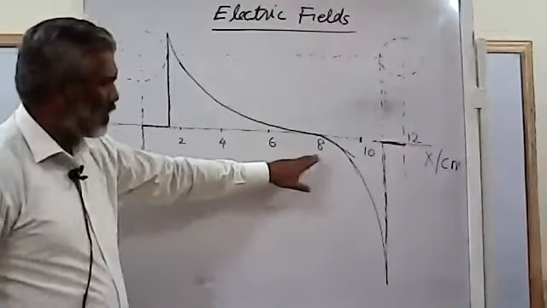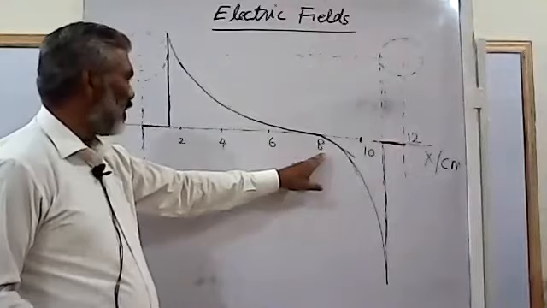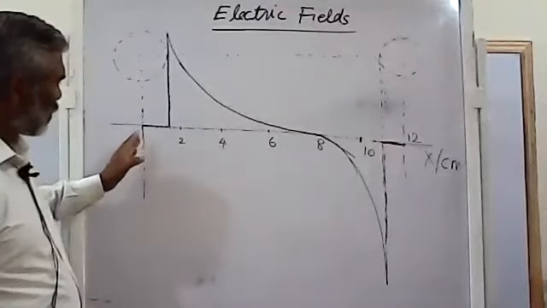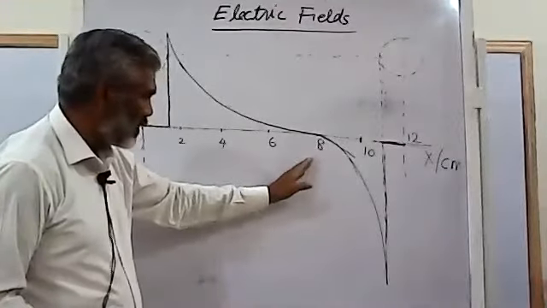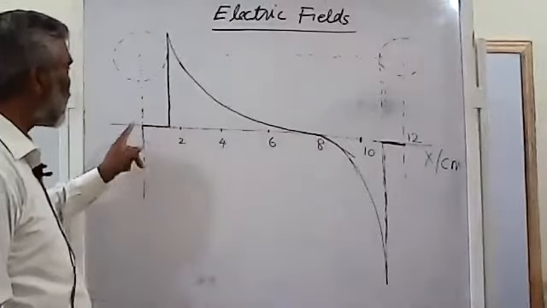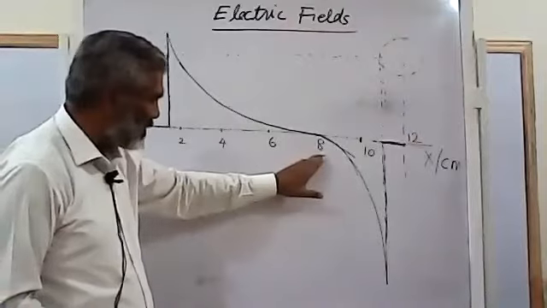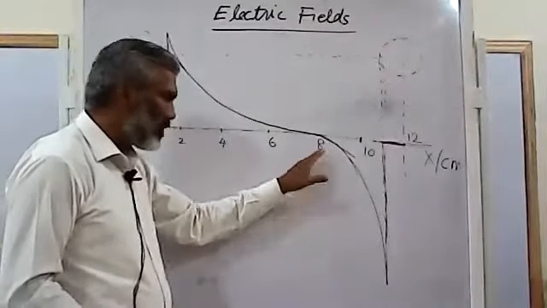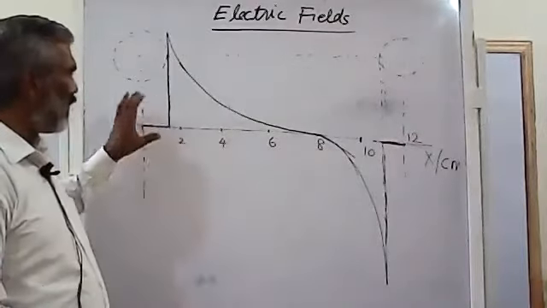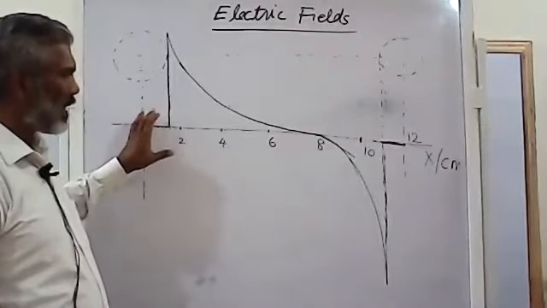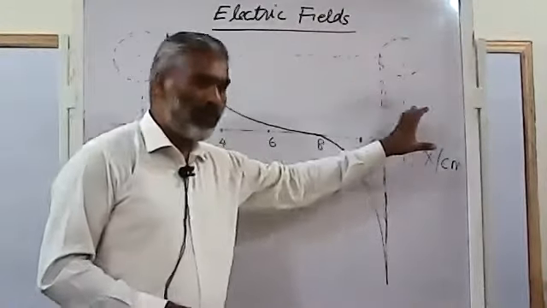Obviously, this is the position which is exactly 8 centimeters from the center of this sphere, where the two fields are cancelling each other, and this is the position where the field of this sphere is exactly equal and opposite to the field of this.